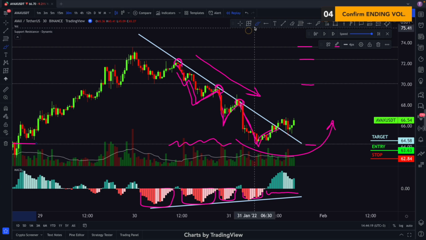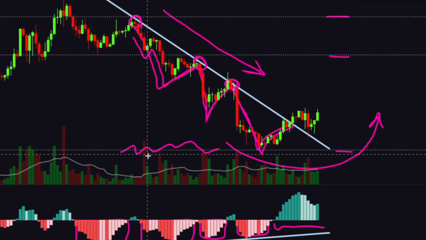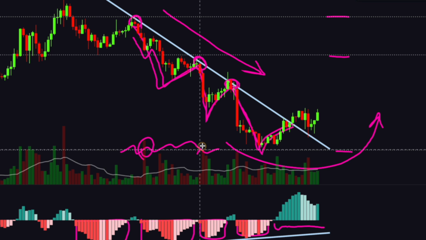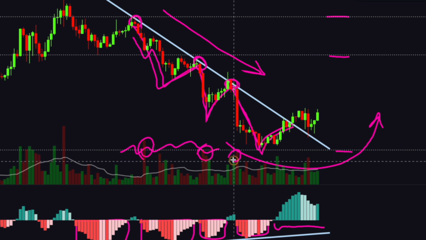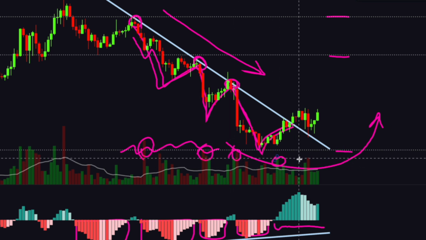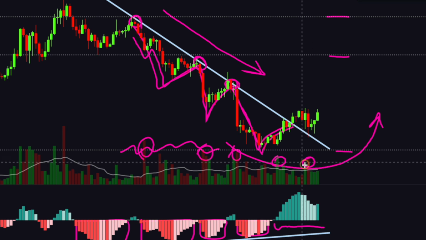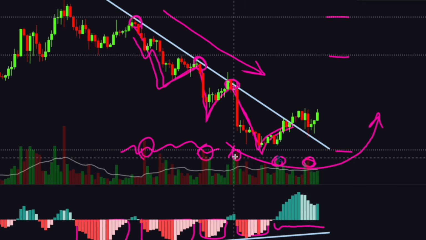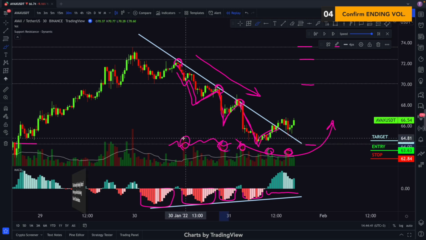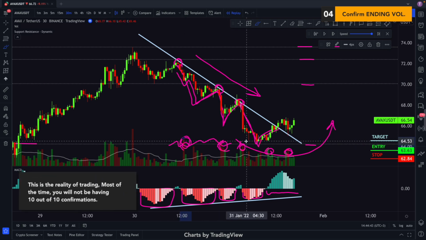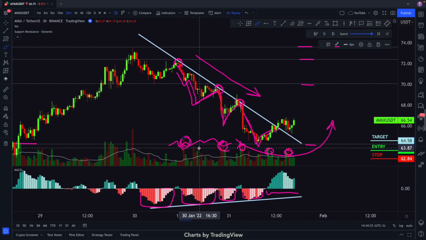Step 4. Confirming ending value. In this particular example, unfortunately, there is no confirmation for this, because as you can see, there are so many volume spikes to confirm what is what. Since this is an optional step, I have to skip this one. This is the reality of trading. Most of the time, you'll not be having 10 out of 10 confirmations. So you'll be managing your risks depending on how many steps you confirmed.